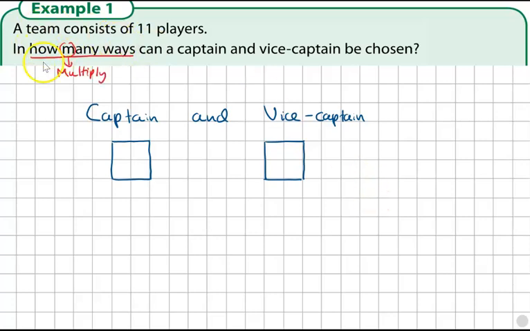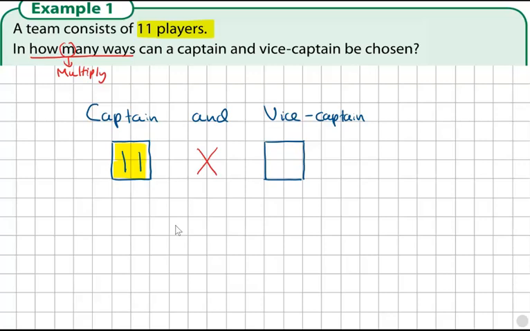So when we hear the phrase how many ways, we want to think multiply. So how many, you want to think multiply. So we're going to multiply our number of options for the captain by our number of options for the vice captain. So there's 11 players, so we've got 11 people to choose from for the captain. So we put 11 into the first box.